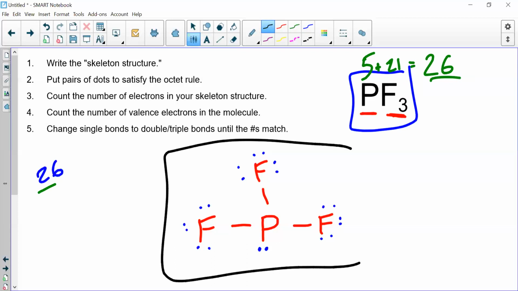That means that the proper Lewis structure for phosphorus trifluoride is 1 phosphorus with a lone pair of electrons and 3, I almost said phosphide, 3 fluoride atoms single bonded to it. Okay.